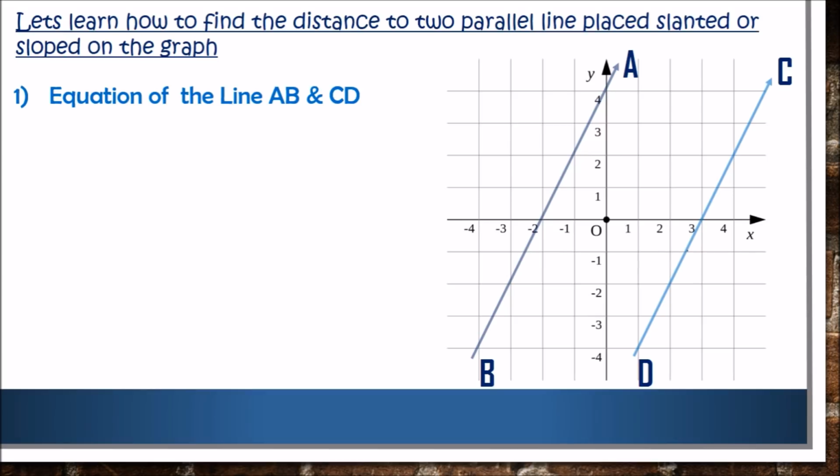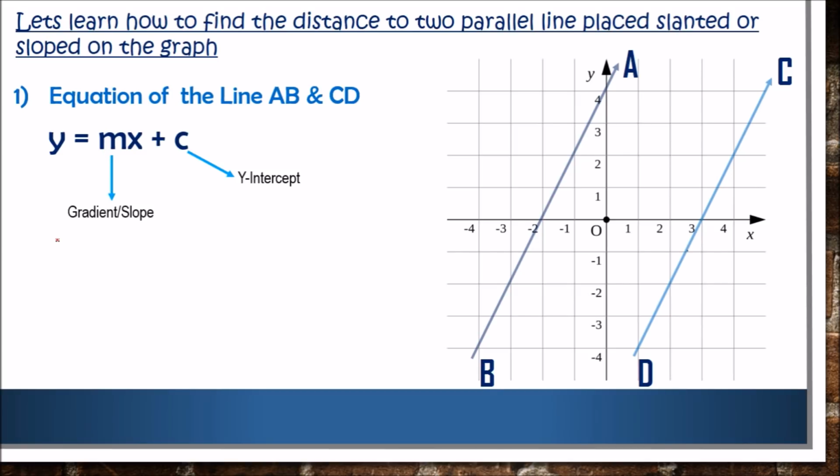Now let's jump on to step number 1 and find out the equation of a line AB and CD, which are two parallel lines on a graph. Equation of a straight line in linear graph is written in the form of y equals mx plus c, which is also known as the slope-intercept form, where m stands for the value of gradient and c stands for the value of y-intercept. And in order to find out the equation of a line AB and CD, we have to plug in the value of m and the value of c into our equation of line, which is in slope-intercept form.